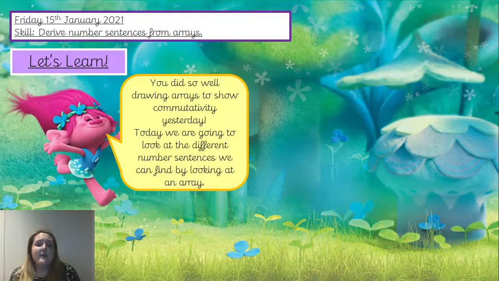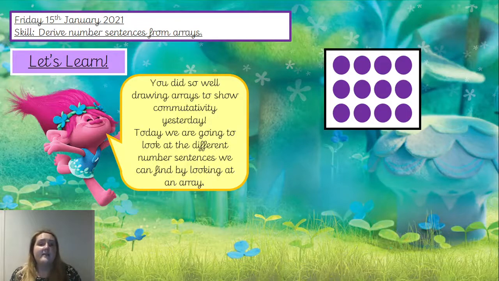You did really well drawing your arrays to show commutativity yesterday. Today we're going to look at an array and think what number sentences we can get from one array. So for this array, for example, have a think: how many rows are there, how many columns are there, and what is the total number of counters in this array. Turn to the person next to you or have a little think on your own or discuss with your grown-up if you're at home. How many rows, how many columns are there, and how many are there in total. Off you go.